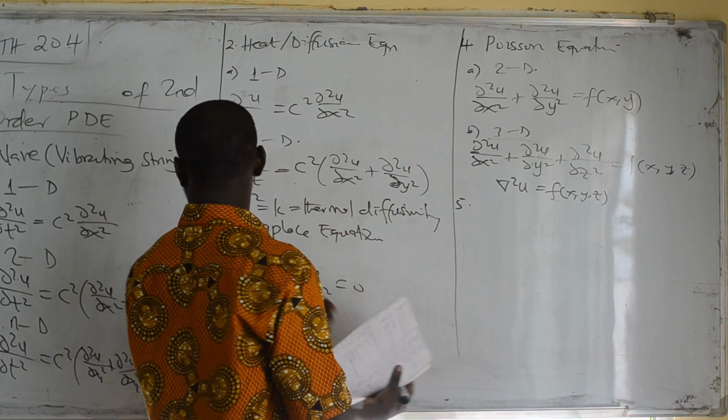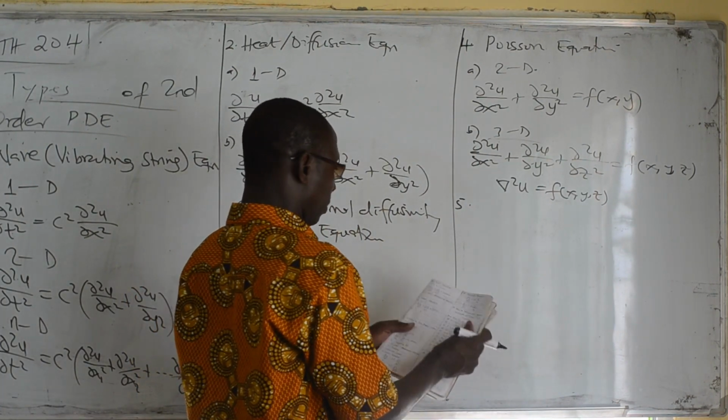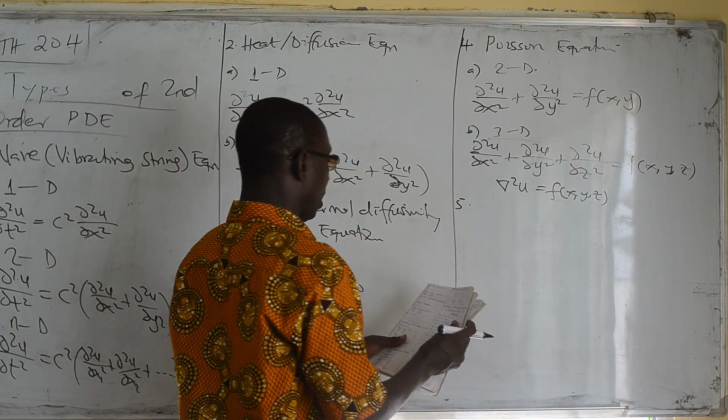Okay, let's go to the next one. The next one, this is 1, 2, 3, 4. So the next one, the 5th one, is the Helmholtz equation.